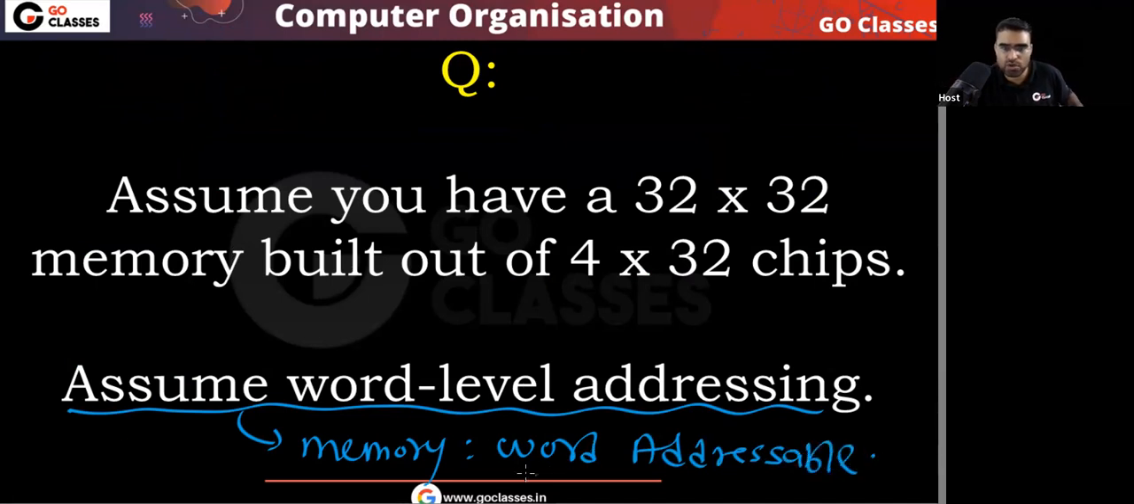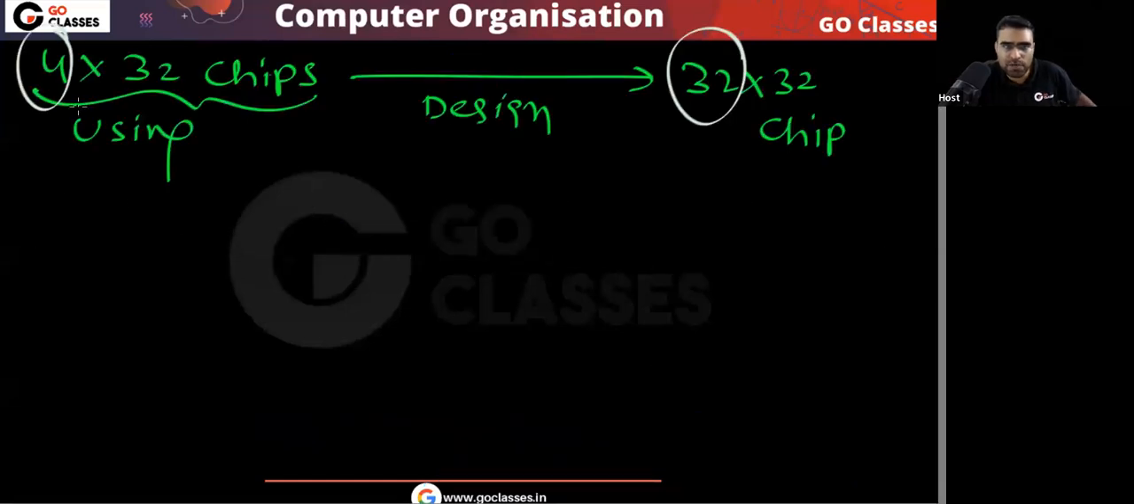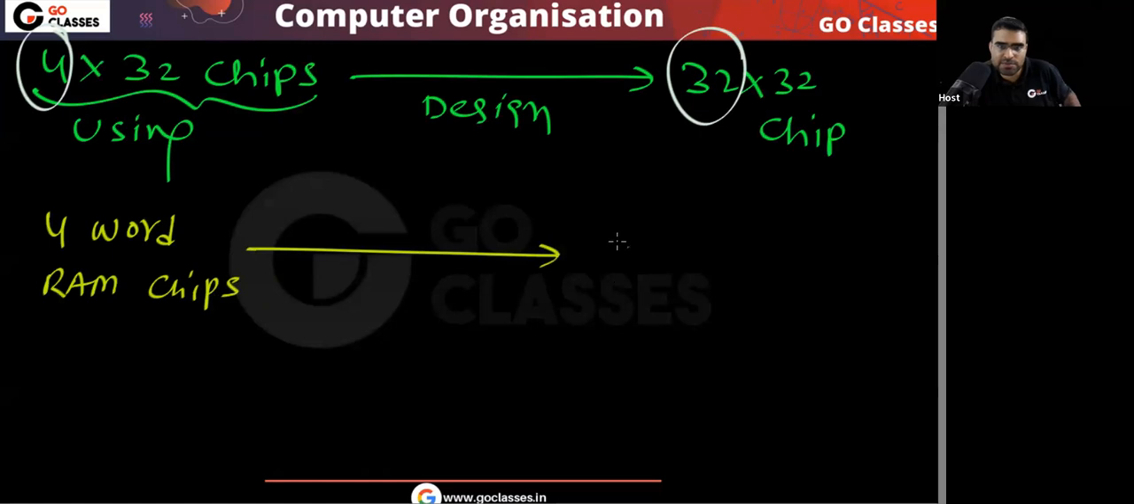On every address you will find one word, or I can say for every word we have given one address. Very simple. So this is not changing the size of every location. On every location you have 32 bits, and here also 32 bits. So overall, I can say you have 4 word RAM chips, but you want to design a 32 word RAM chip. This is what you want.